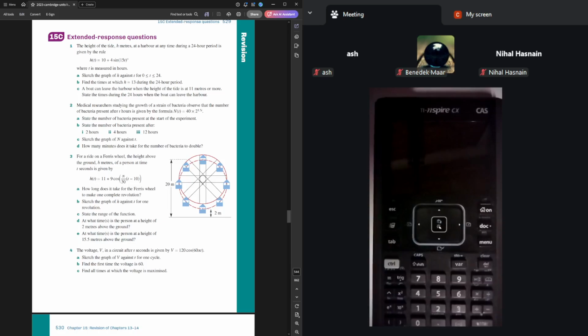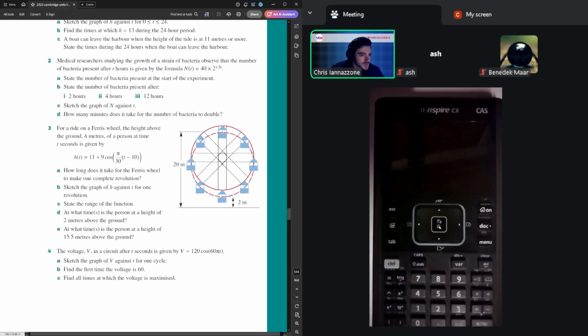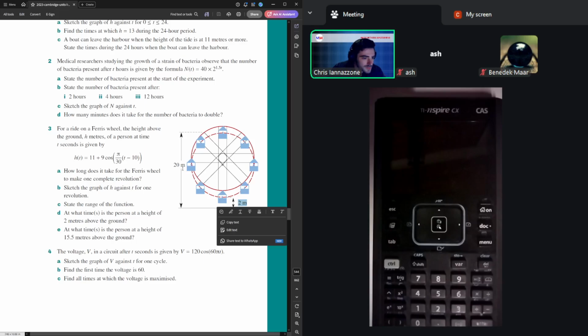So we've been doing a couple of questions already for this sort of stuff. We did question 1 already, we did question 2 already. Let's have a look at question 3. So we've got a Ferris wheel going on. There is a function h of t which gives the height in meters of a person above the ground at a time, and t is in terms of seconds. So we see the ground given by the horizontal black line.